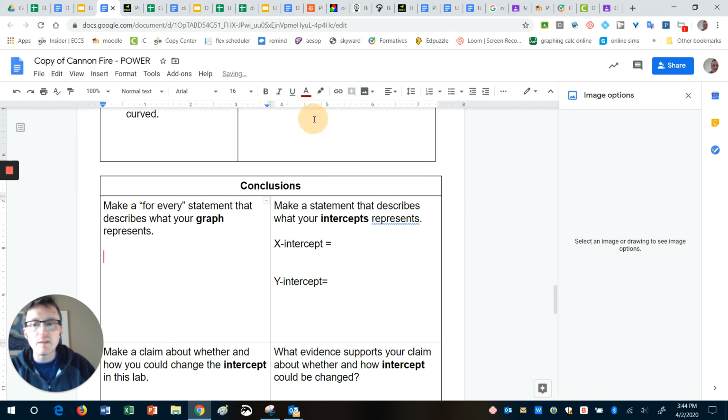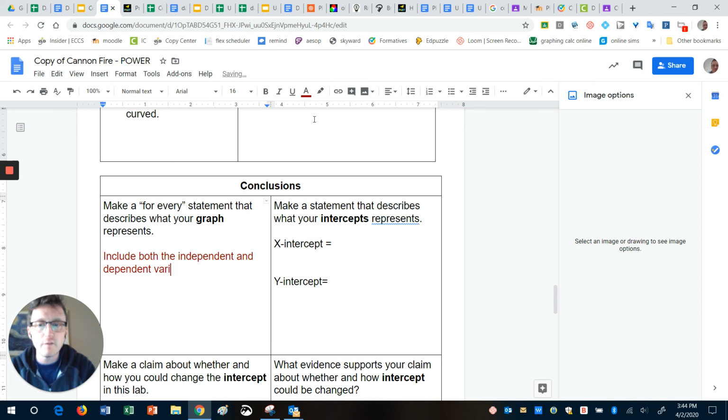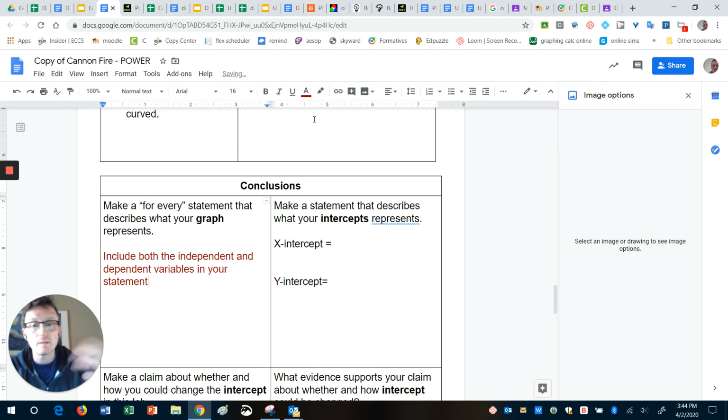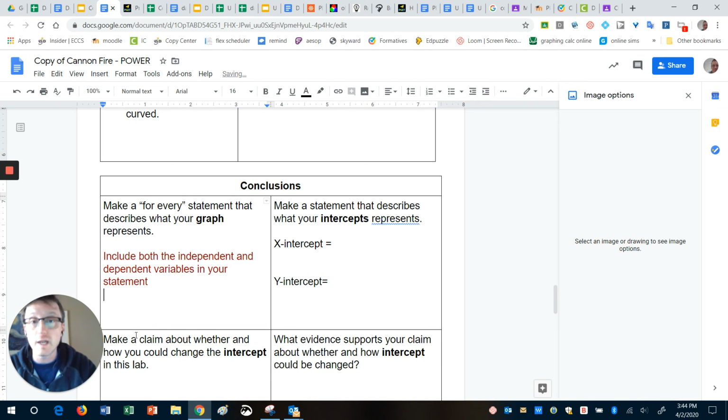A for every statement needs to include both the independent and the dependent variables in your statement. It's basically you linking them together. How are they related? That's the whole idea. It's the pattern. The research question is saying, if we change the velocity, what happens to the range? The for every statement is a way for us to do that with numbers.